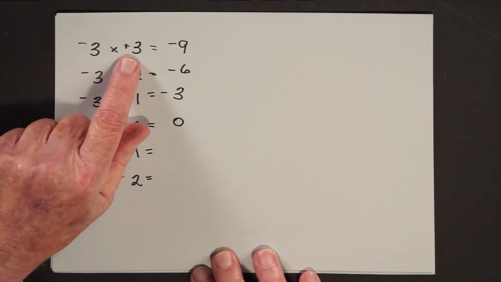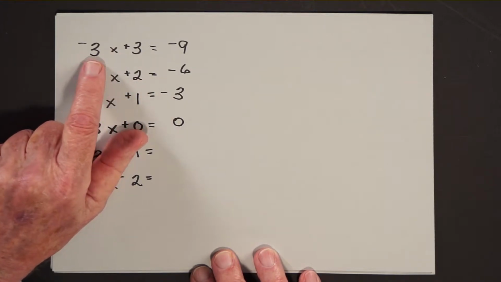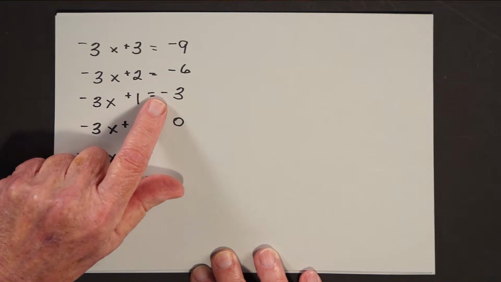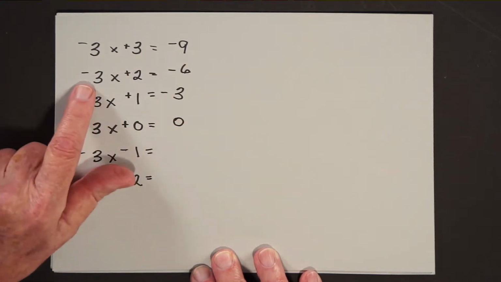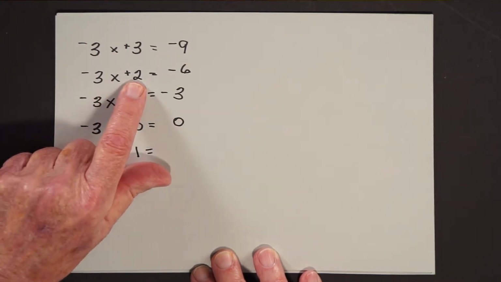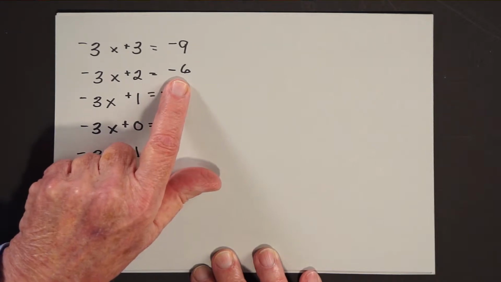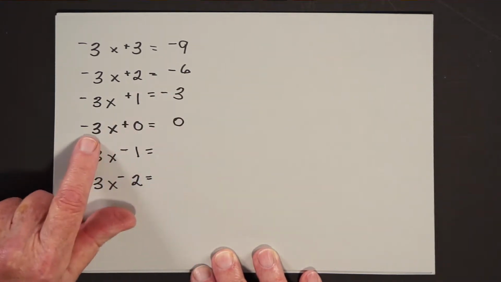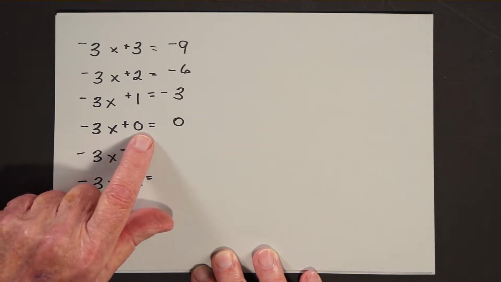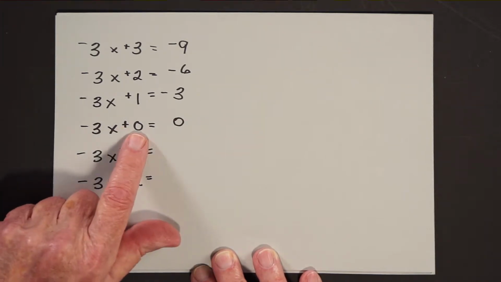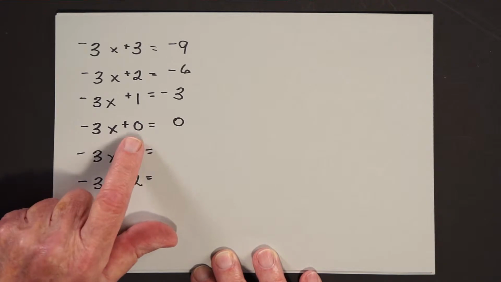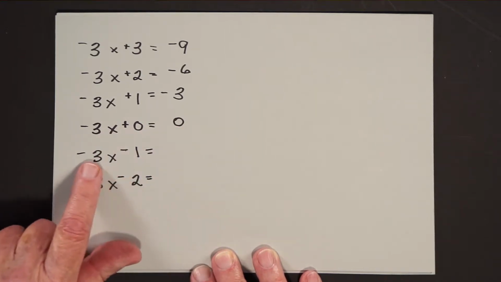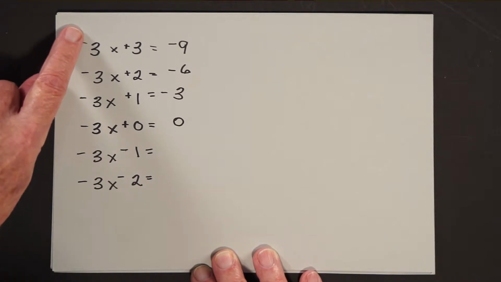Negative 3 times positive 3. We already know that 3 times 3 is 9. Negative times positive is negative, so that would be negative 9. Negative 3 times positive 2, in a similar way, would be negative 6. Negative 3 times positive 1 would be negative 3. Negative 3 times 0, whether it's positive or negative 0 doesn't matter, would be 0. But now look what's happening on this chart.